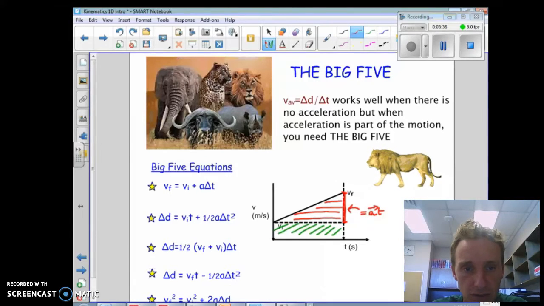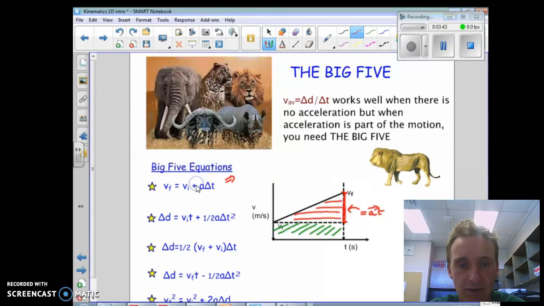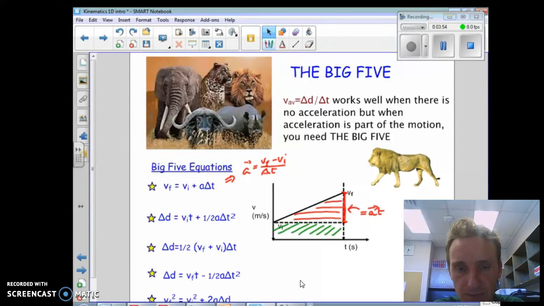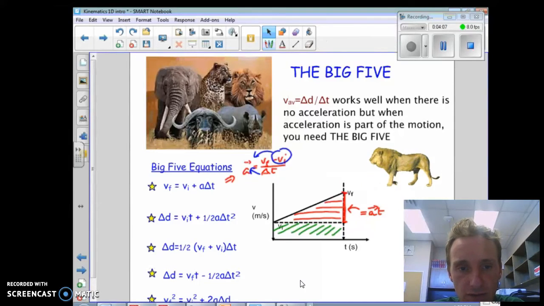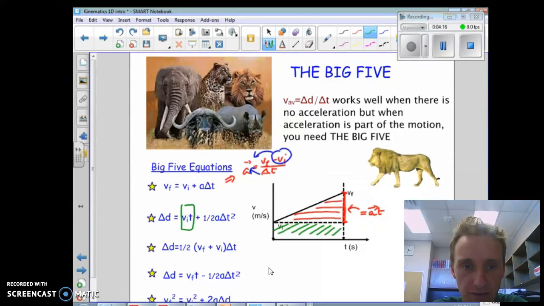So the very first one is Vf equals Vi plus at. Now this is a very clear reworking of the equation we just showed in the last slide. So a equals Vf minus Vi, or final velocity minus initial velocity, over t. Now if we rearrange that algebraically, and we move the t above the line, and we bring the negative Vi across to the other side, we can get an equation for Vf, which is commonly the first big five equation. This is one which you might use when figuring out Vf or Vi.